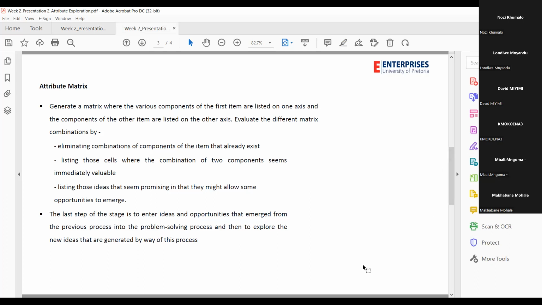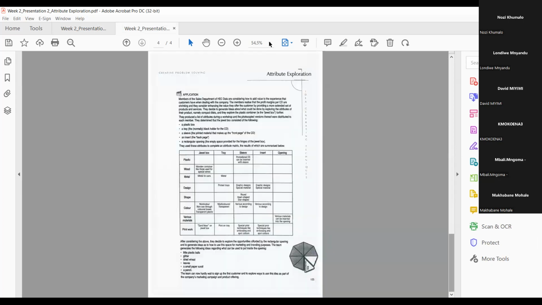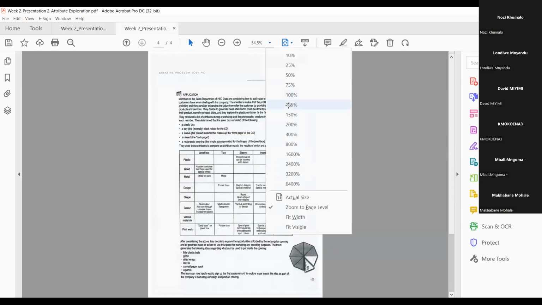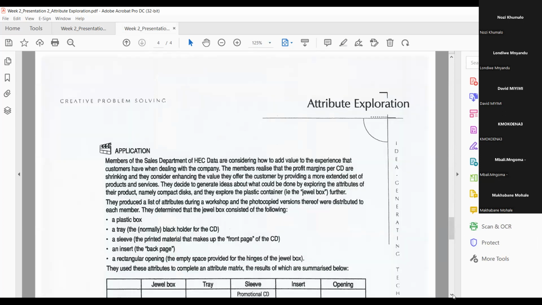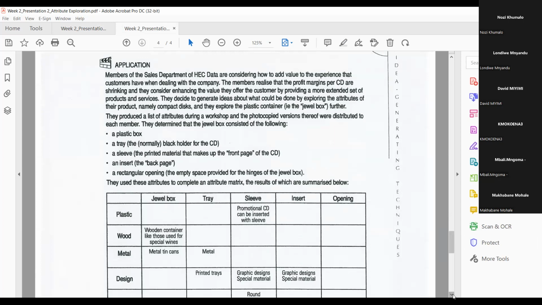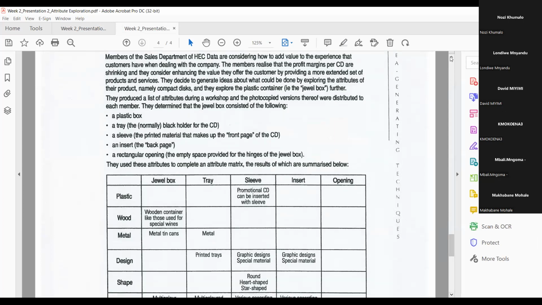I really found it a little bit difficult to understand, but here is an example that we got on the PowerPoint from the lecture. If you could just all have a look at that example.